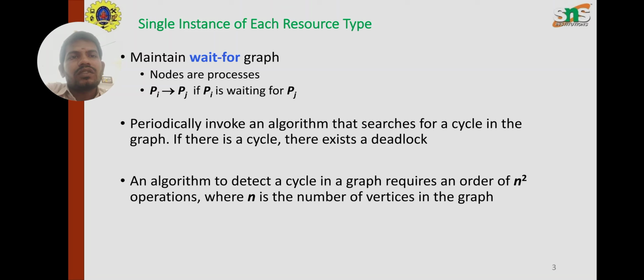Single instance of each resource type. Maintain a wait-for graph, with nodes for processes, and an edge Pi to Pj if Pi is waiting for Pj. Periodically invoke an algorithm that searches for a cycle in the graph. If there is a cycle, then a deadlock exists. An algorithm to detect a cycle in a graph requires an order of n squared operations, where n is the number of vertices in the graph.